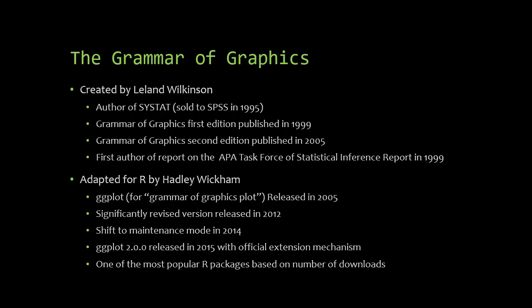He greatly revised it and released it in 2012, and then he shifted to what he called maintenance mode in 2014, meaning that he wasn't going to add to it anymore. It was basically a final version, but maintenance mode means that if anyone finds bugs, they can report it, and he will fix the bugs, but he's not adding to it. But what he did do in 2015 is he released ggplot 2. And so you will often hear people refer to ggplot 2. That's now the official package released in 2015. And he released it with an official extension mechanism.